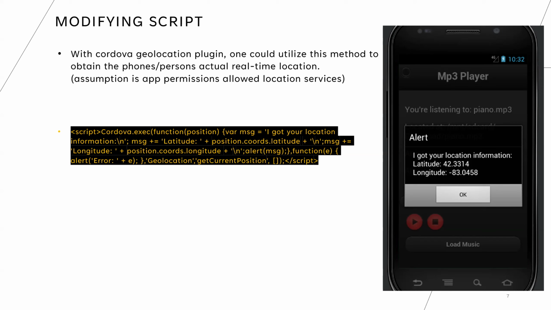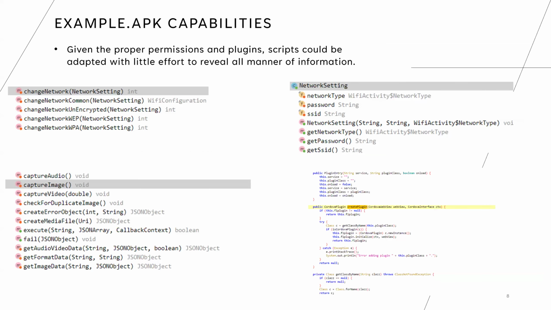Modifying the script. With the Cordova geolocation plugin, which is in the example APK, one could utilize this method to obtain the phone's or person's actual real-time location. The assumption is app permissions allowed location services. In our case, they do. So you can see the script there to pull the coordinates, and you can see it was successful in using the Cordova geolocation plugin to pull the phone's latitude and longitude coordinates. And you can imagine how, if this was outside of a test environment and this data was being sent off to an external source, how dangerous this could actually be. Essentially, you could have somebody tracking your position, or at least your phone's location, at any point in time.